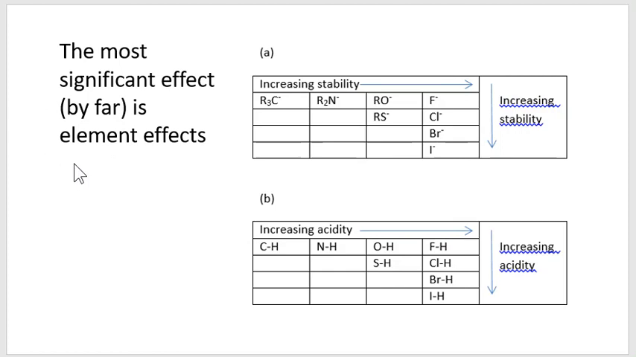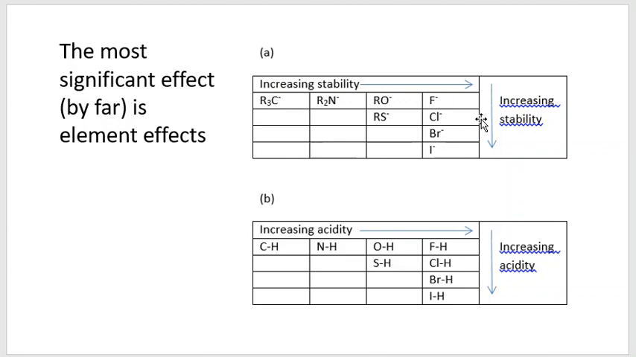This is because of relative electronegativity and also some relative size effects when you go down the table. Atoms that are more electronegative are better able to hold that negative charge. They're more stable with a negative charge. And so their conjugate acids, as you can see here, are more acidic. The proton is easier to donate, and it results in a more stable conjugate base.